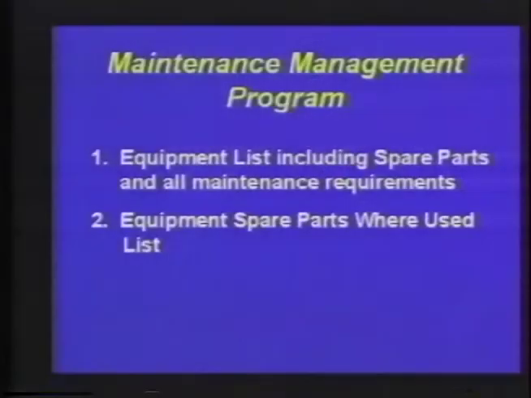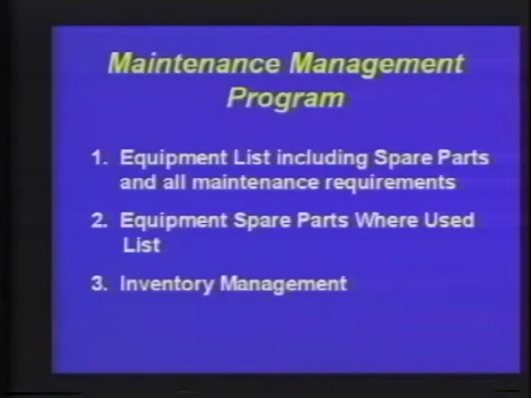Now the second function is the equipment spare parts where used list. When we get into section number 3, we're going to show you how that where used list is generated and how it supports the implementation of your engineering change notice system and the execution of an obsolescence program. The third is inventory management. And basically this is addressing 2 questions. When should I order and how much should I order?